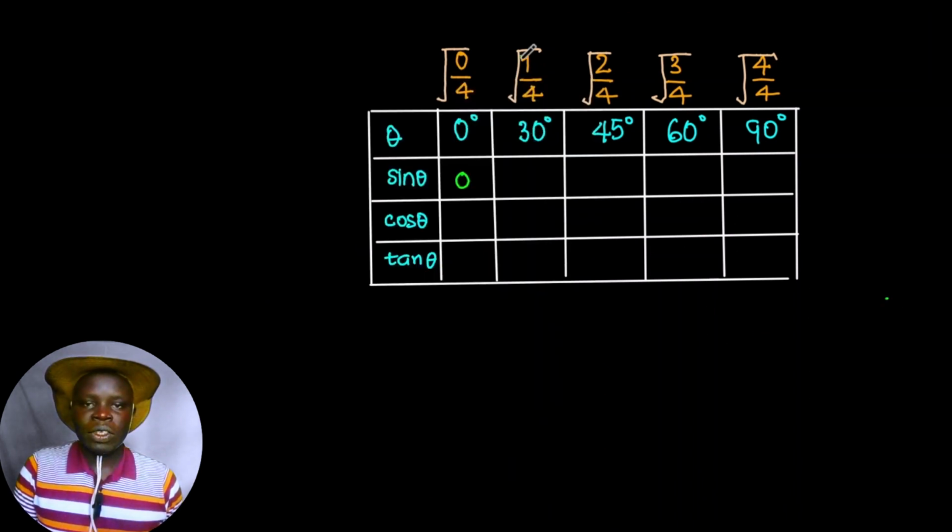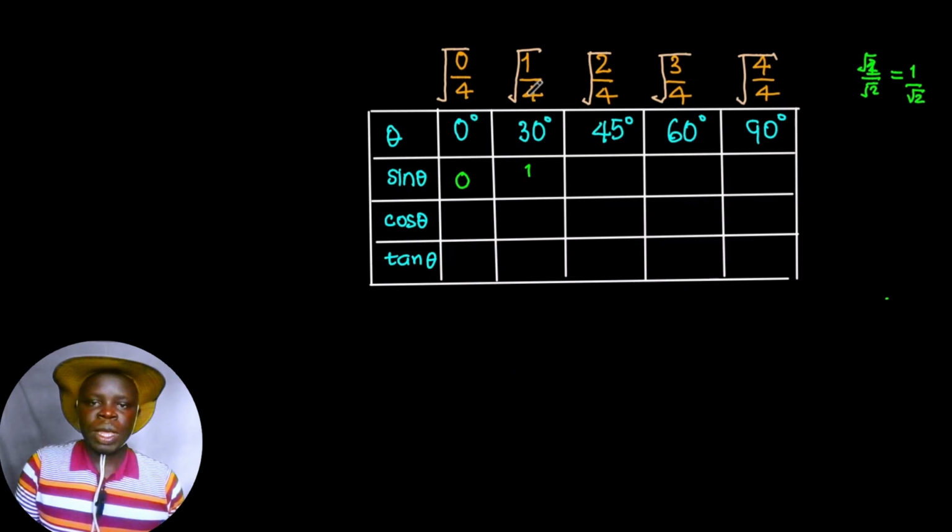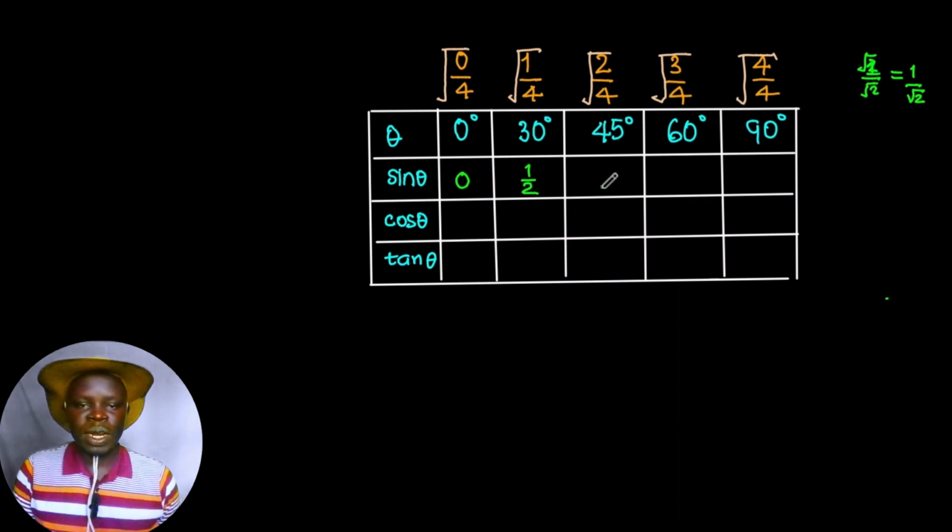Now let's move to the next one here, 1 over 4. The square root of 1 is 1. So when you distribute, remember, the square root can be distributed. We have 1 on top, and also the square root of 4 is 2. So we have 1 over 2. And this 1/2 we saw earlier.